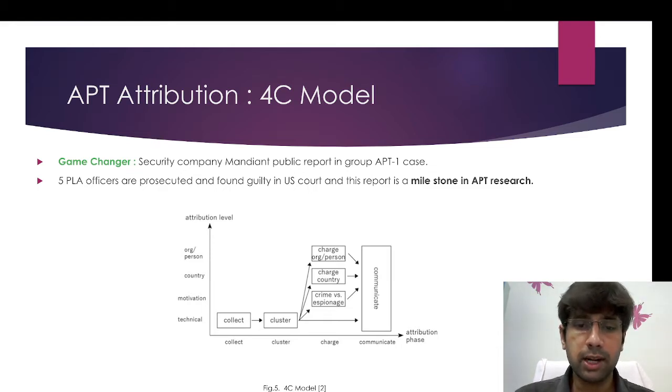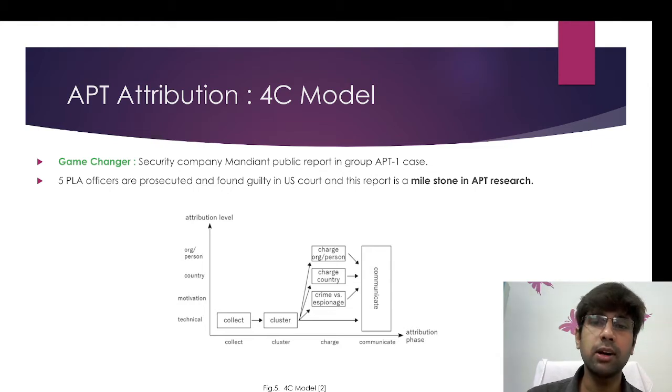So we will look into that 4C model, and in this slide I will try to explain the different phases of the model. In the upcoming slides you will get in-depth insights. We will correlate it with the APT1 investigation case, so that you get a clear picture of how the 4C model works in practice.